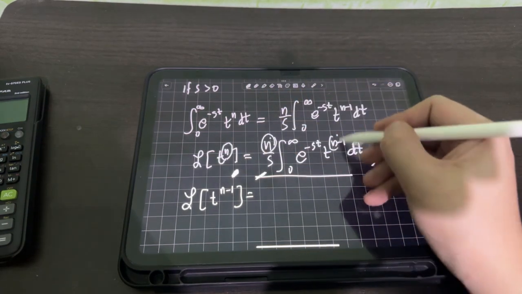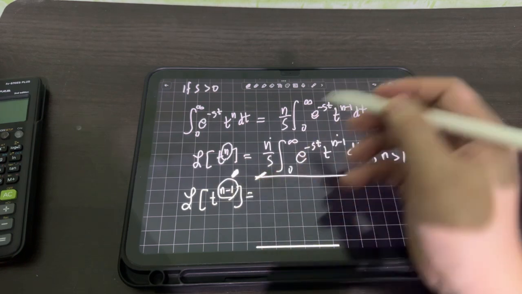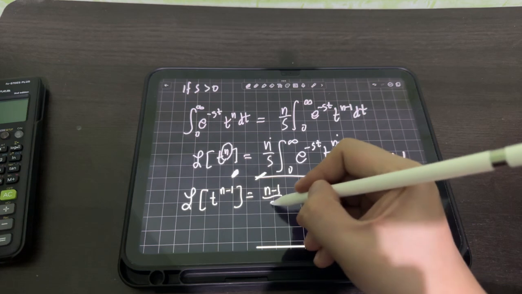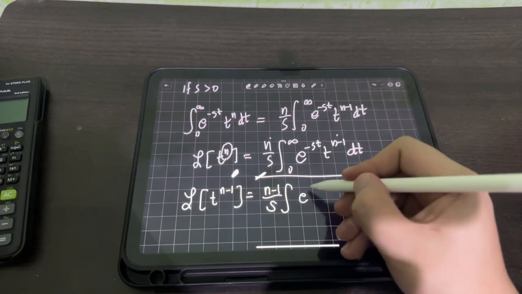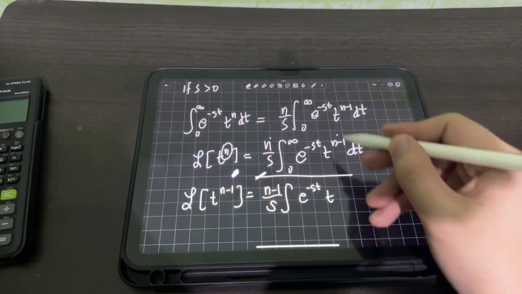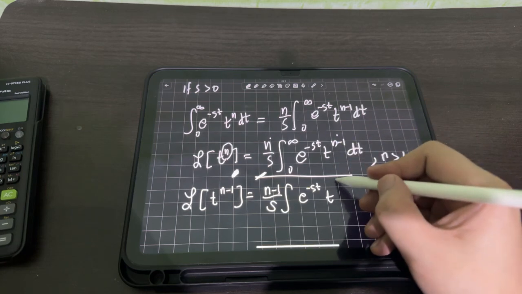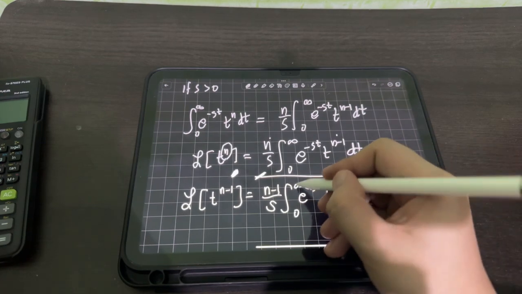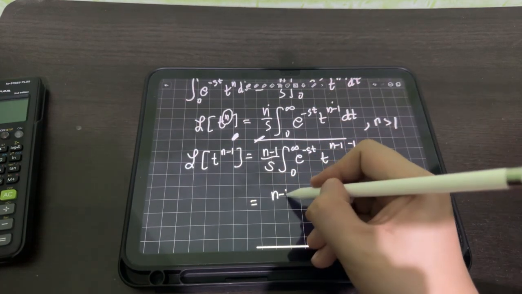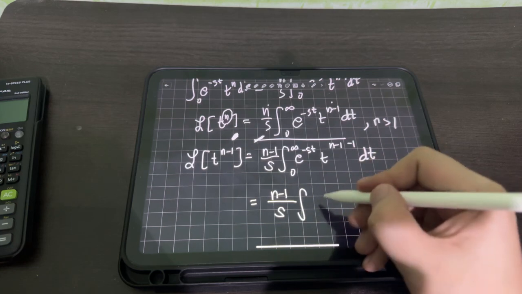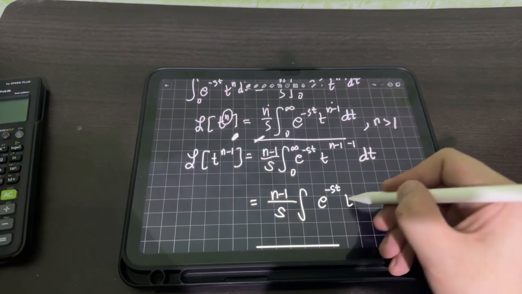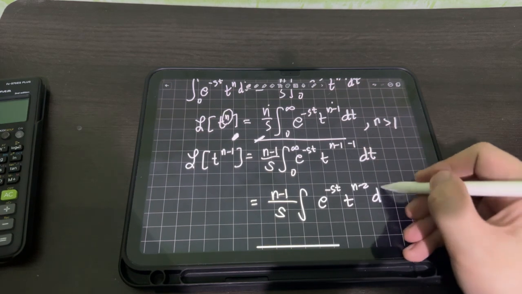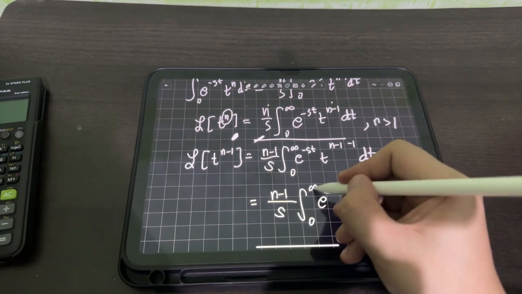Therefore, the Laplace transform of t to the n minus 1 will be, so replace all the n with n minus 1 since we're now finding the Laplace transform of t to the n minus 1. So it will become n minus 1 over s integral of e to the negative st t raised to n minus 1 minus 1 dt from 0 to infinity, or it's equal to n minus 1 over s integral of e to the negative st t raised to n minus 2 dt from 0 to infinity.